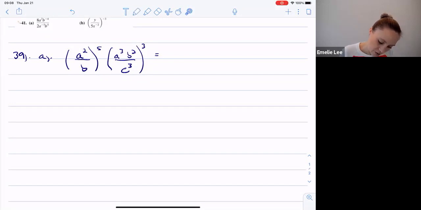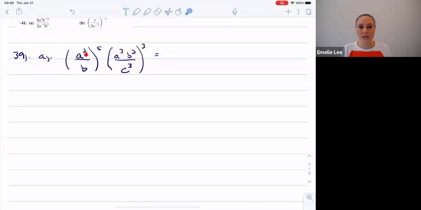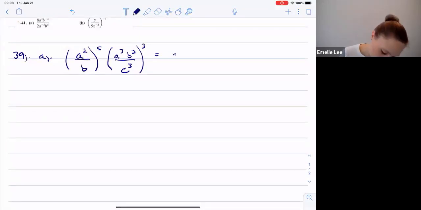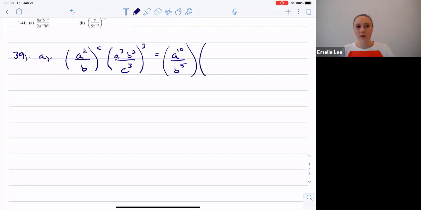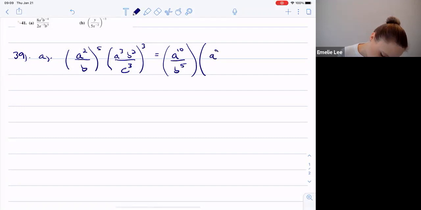And so remembering that, okay, if I'm multiplying the powers, then I have to multiply 2 times 5 as my new exponent. So a to the power of 10 over b to the power of 5. And I'll keep those in brackets to show that I'm still multiplying these two fractions, even though these brackets aren't actually doing anything. And then I can bring this 3 inside. So a to the power of 9, b to the power of 6 over c to the power of 9.